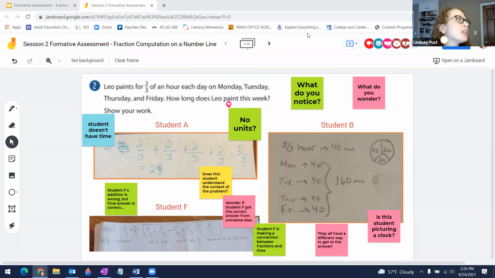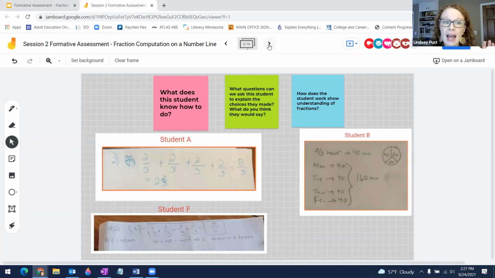What's the array of options? Because like someone said, they all have a different way of getting to the same answer, right? And there's a lot of richness there when we then talk about it with students. So now that we've had a chance to notice some things, I want to move to page 2, where we're going to ask more specific questions about the same pieces of work.